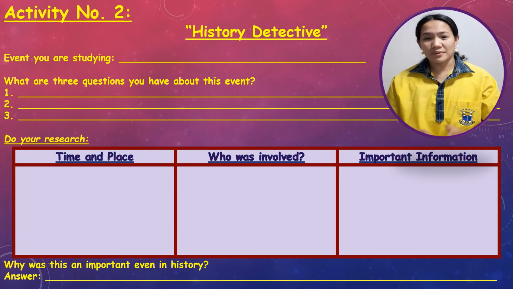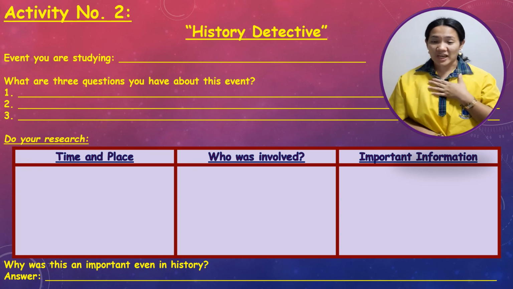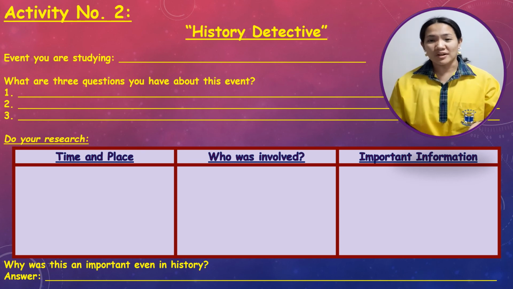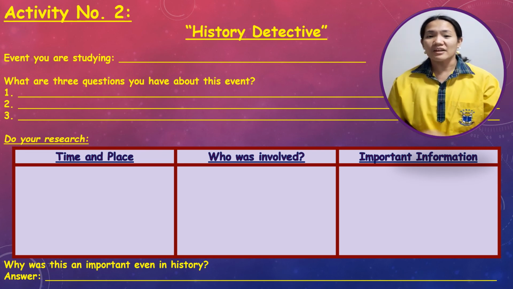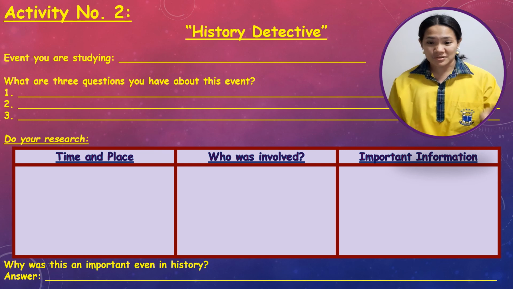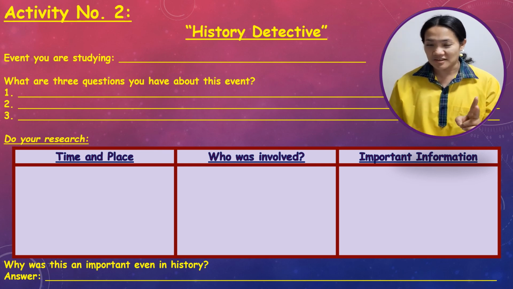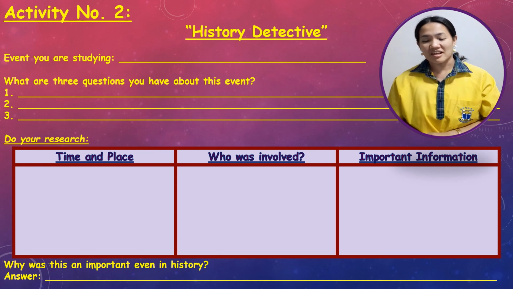So we're done with our online learning discussion for our week 2, and for me to check if you are able to understand our topic, I'm going to give you our activity number 2. Why number 2? Because I have given you activity number 1 for our previous online discussion. So for our activity number 2, I name it History Detective. Yes, you will be a detective in this activity.